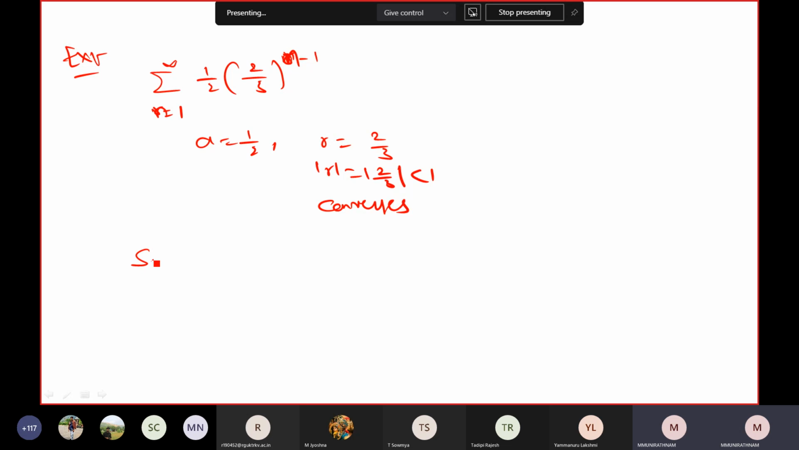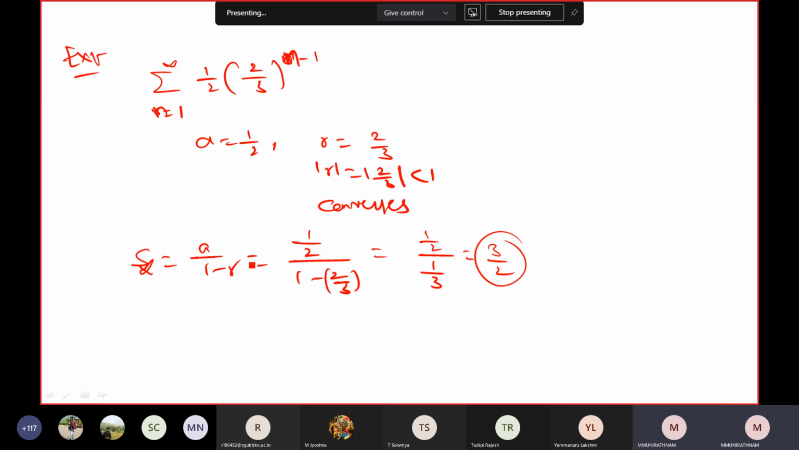The sum of infinite terms in the geometric series, you know it, is a by 1 minus r, which converges to 3 by 2.